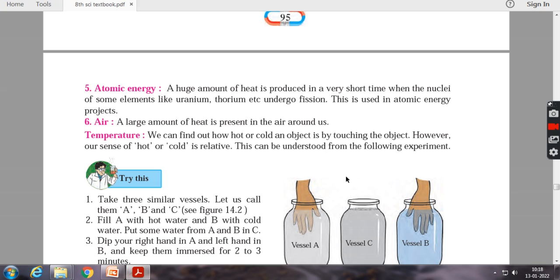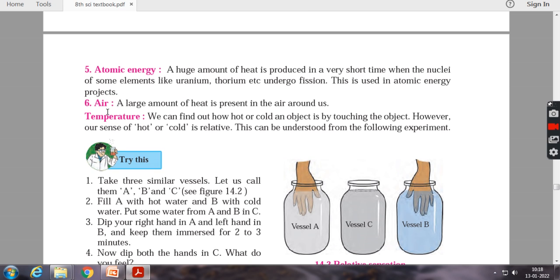Next is air. We all know that in our air there is moisture and humidity, everything is present. When there is a hot or summer climate, the air gives you a large amount of heat also. So you understood all the sources of heat that we get.